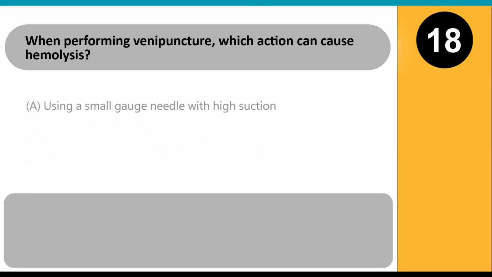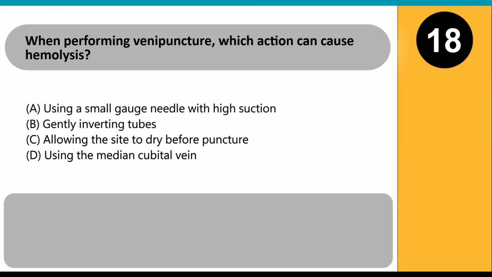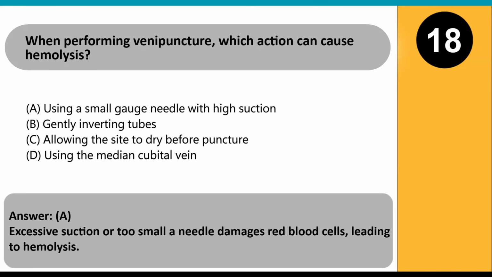When performing venipuncture, which action can cause hemolysis? A. Using a small gauge needle with high suction. B. Gently inverting tubes. C. Allowing the site to dry before puncture. D. Using the median cubital vein. Answer: A. Excessive suction or too small a needle damages red blood cells, leading to hemolysis.